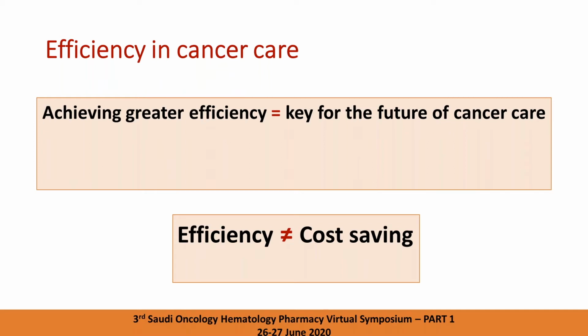So in fact, given the financial pressure on the system, coupled with the increasing prevalence of cancer, finding ways to improve the optimum or appropriate allocation of resources to achieve the best possible outcomes for our patients will be key to the sustainability of our system. But it is very important to note here that efficiency should not be viewed as just cost saving. What is critical is to achieve the best outcomes possible for the patients within the resources available.